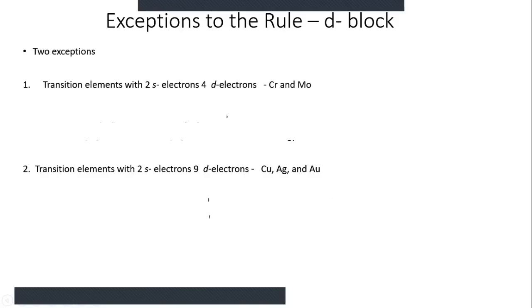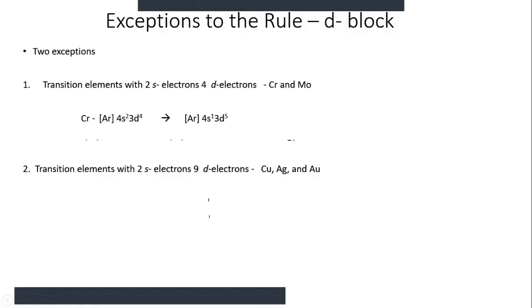So there are two exceptions to filling by the Aufbau principle, and these are going to be the d block exceptions. Now there are numerous f block exceptions, but we're not going to cover those in this course. If you take upper level chemistry courses, they may touch on that. But for us, we're only interested in the d block, these two types of d block exceptions. And these d block exceptions contain the elements that have 4s2 and 4d4 electrons, which are chromium and molybdenum.